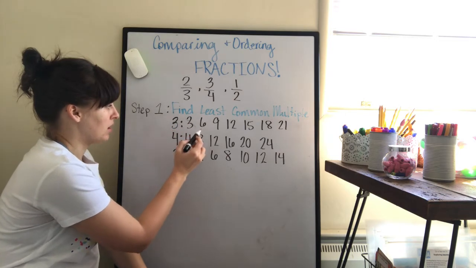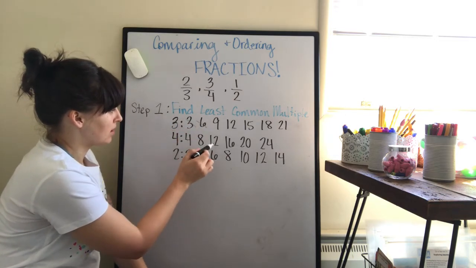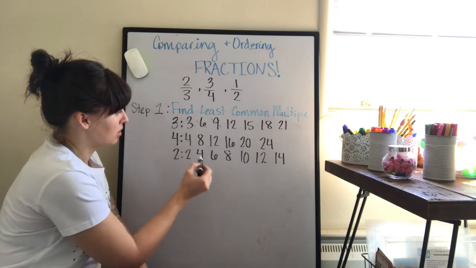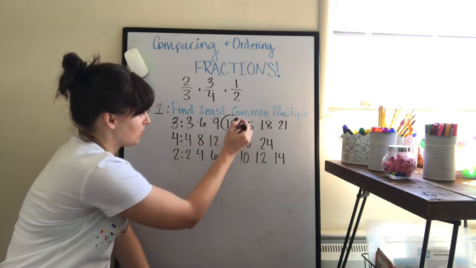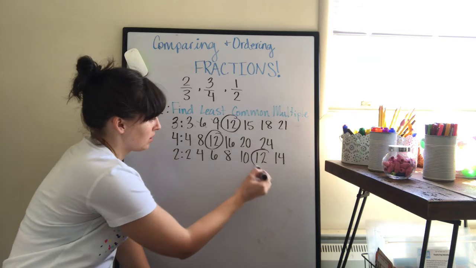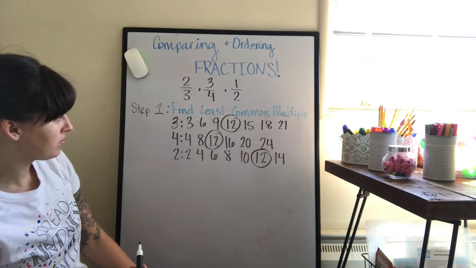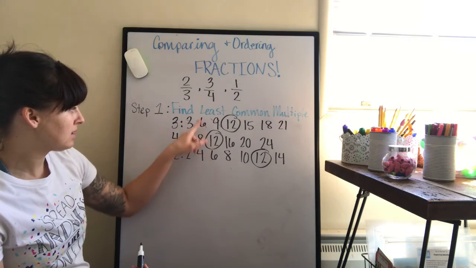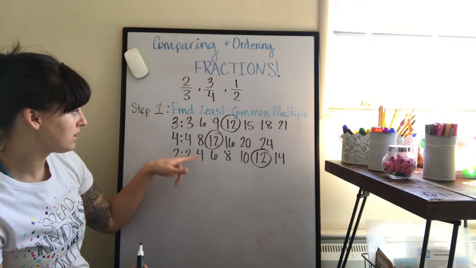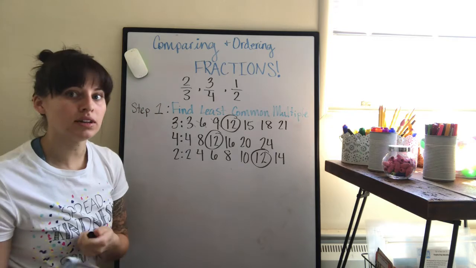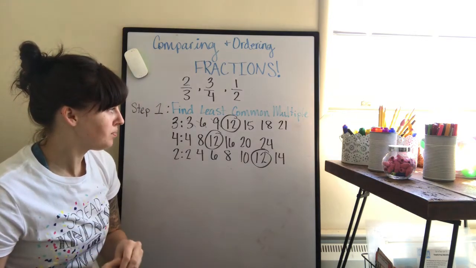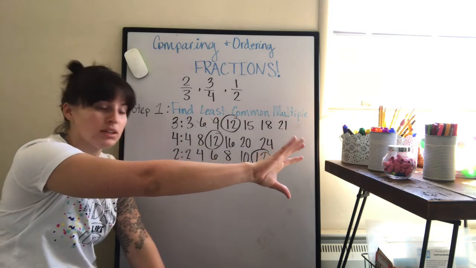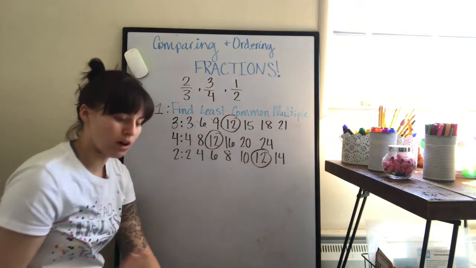So now we have to see what number is in all 3 of these columns. Well, not 3, not 6, not 9. Well, 12. Here's 12 here, 12 here, and 12 here. 8 is in both of these, but it's not in 3. Right, 6 is here and here, but it's not in 4. 4 is here and here, but it's not in 3. The only number that is in all 3 of them is 12. If we kept going, we might have found more common multiples, but this is the smallest number, 12.